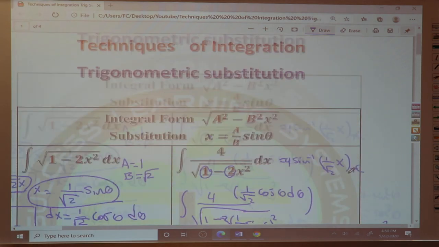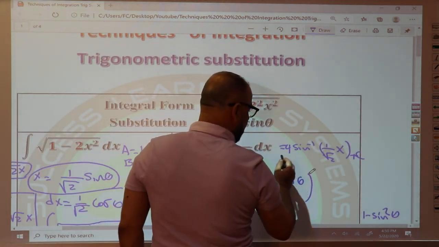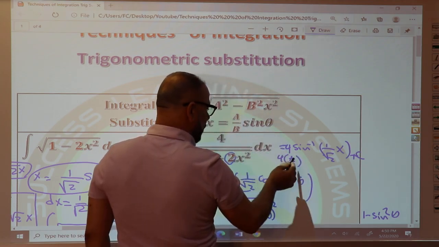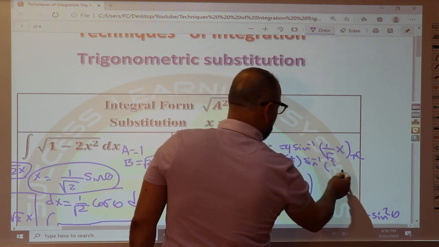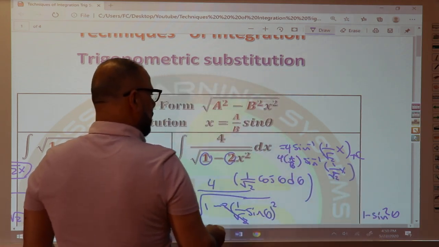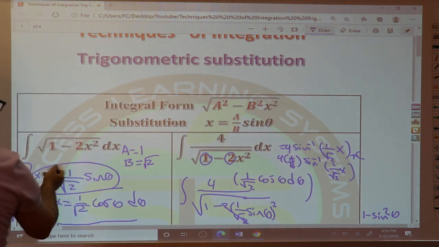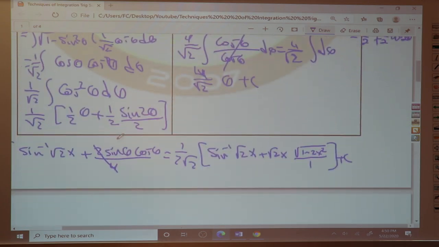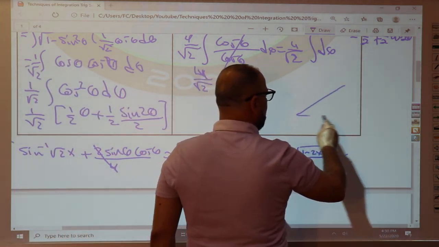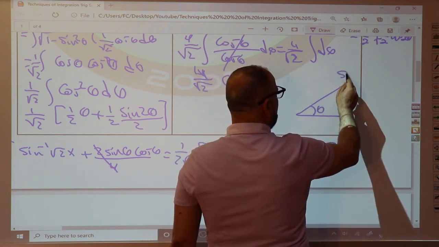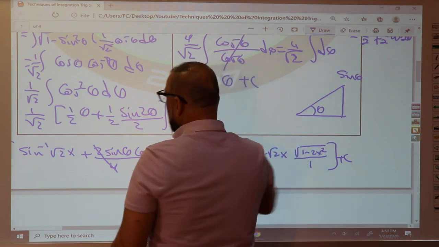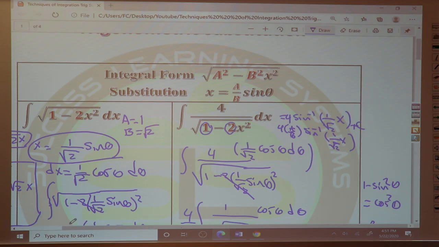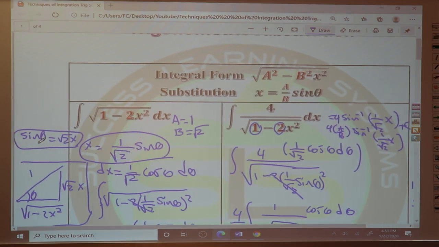Then let me go back here. A over B, which is 4, we have to put here 4 A over B, which is 1 over square root of 2, sine inverse, 1 over square root of 2 of x, the square root of 2 of x, which is the same thing. X equals A over B, 1 over square root of 2. For theta, and my triangle here, right, and my sine theta equals what? My x equals 1 over square root of 2, right, sine inverse of square root of 2 of x.